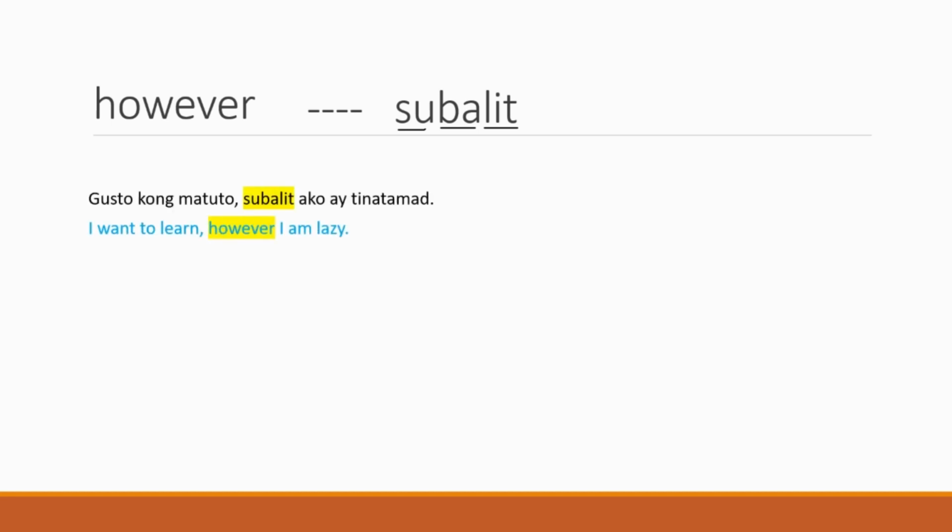The next adverb is however, and in Filipino it is subalit. Again, it is subalit. We have here an example in where this word is being used. Gusto kong matuto, subalit ako ay tinatamad. I want to learn, however, I am lazy.